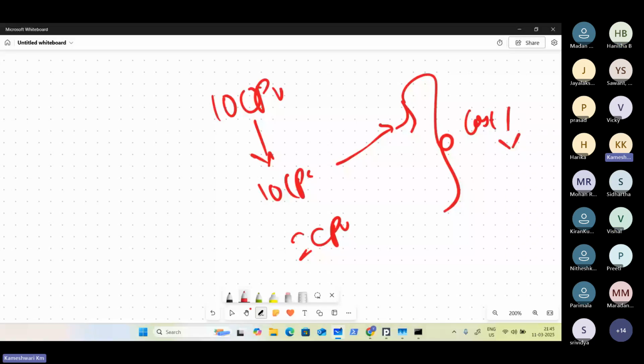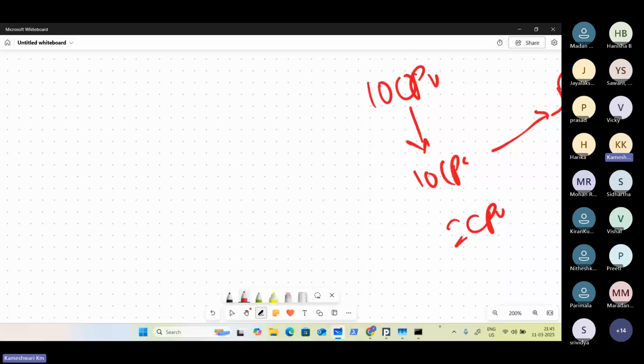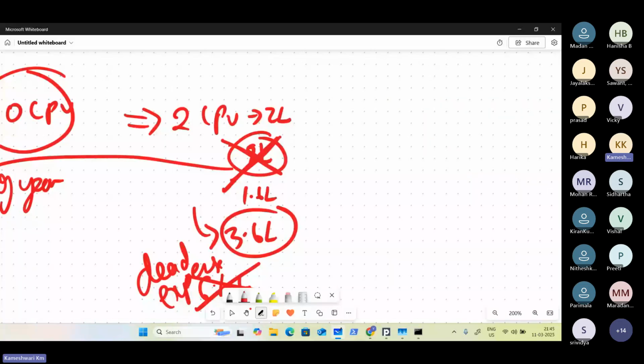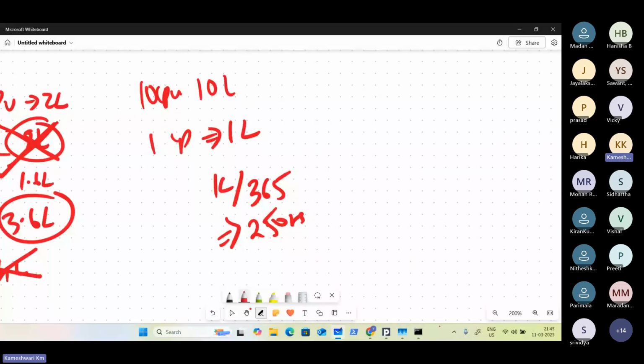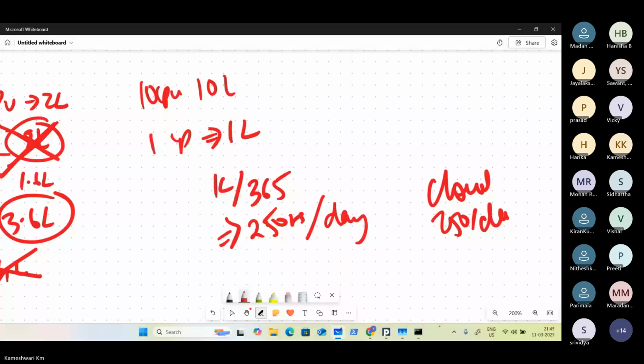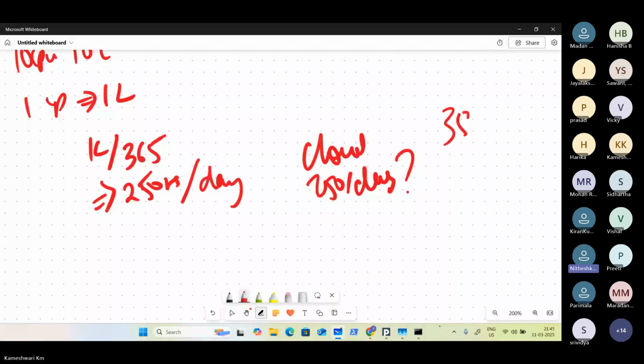Now, but the catch here is, let's say my total cost is 10 lakhs for 10 CPUs, and one CPU is coming to 1 lakh. So if I calculate the per day expense, 1 lakh by 365, let's assume it comes to around 250 rupees. I'm just giving a rough number. This is the per day expense. Do you think in cloud also it will be 250 per day? Whether it will be 350 or 150, what do you think? Actually, it will be 350.